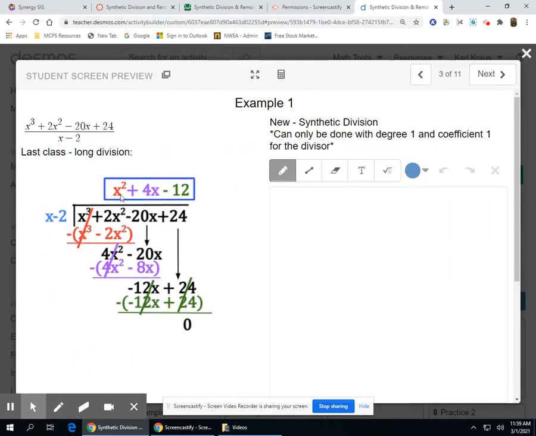So here's an example of the long division. For synthetic division, what we're going to do is make an L shape here. This is x minus a. We're going to divide by a. So our a value is actually 2 here. And then we're going to put the coefficients in descending order. So 1, 2, -20, and 24.